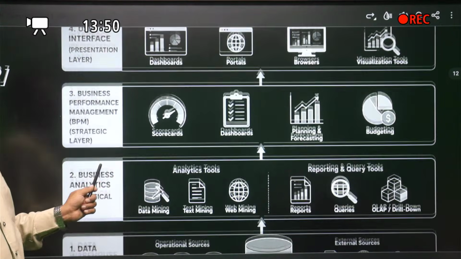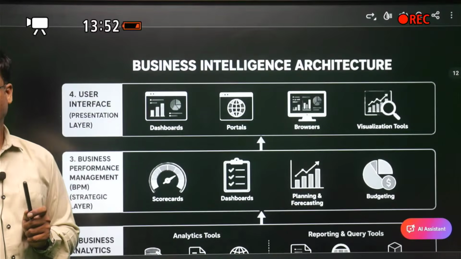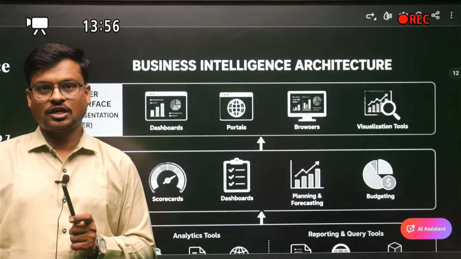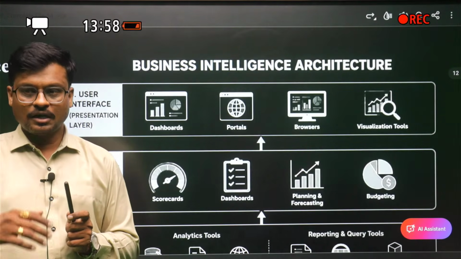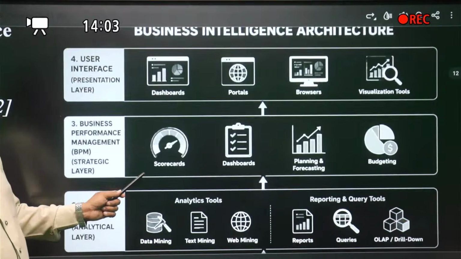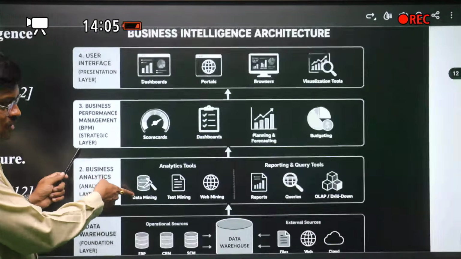And the last one is the user interface, the presentation layer. The dashboards, portals, browsers, and visualization tools like charts and graphics are available and we will be presenting them to the user. So these are the business intelligence architecture layers.